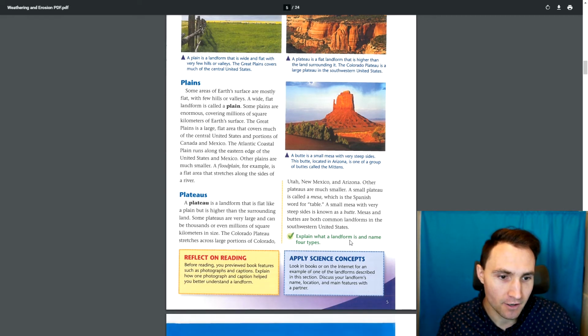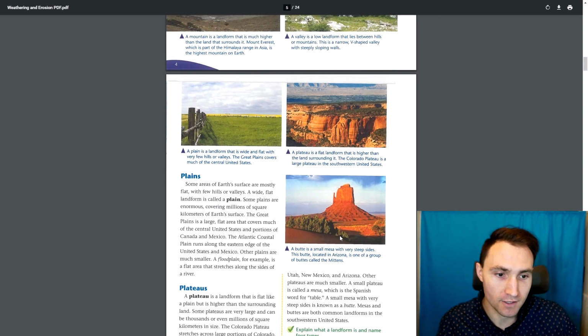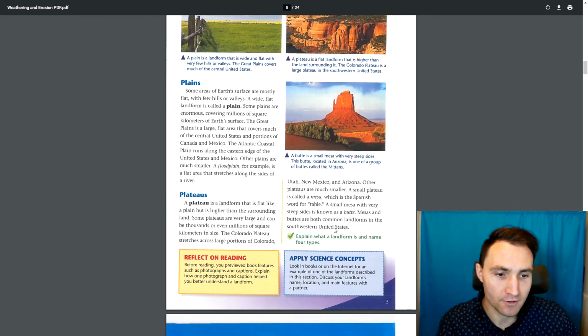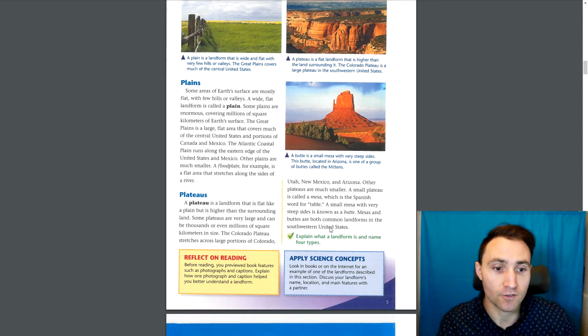All right, so right here is two of your assignments. We have this checkpoint right here. This is what the checkpoints are. And that is to explain what a landform is and name four types. So in Canvas, it will be labeled Earth's Landforms Checkpoint. And it's a discussion post where you'll answer that. That will be the exact same thing that you do with the rest of the checkpoints with this book and our next two books for this quarter. All right, so just remember how to do that. It's just going to be a discussion post that you're going to answer.